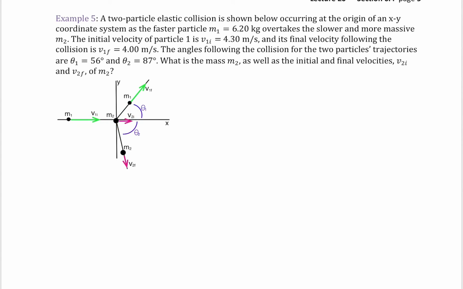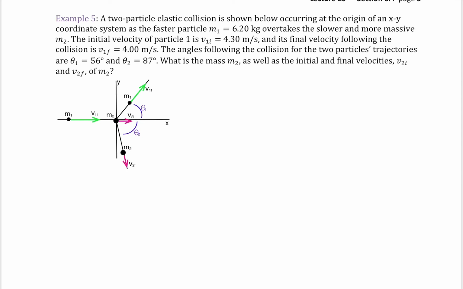All right, so the initial velocity of particle 1 we know is 4.3 meters per second, and its final velocity following the collision is 4. Okay, so it slows down a little bit. And it's a glancing collision, so the angles following the collision of the two particle trajectories are 56 degrees for 1. So this particle, M1, gets bounced off in the kind of positive y direction, at an angle of 56 degrees relative to the x-axis. Meanwhile, M2, which we haven't specified anything about so far, gets bounced downwards at 87 degrees.